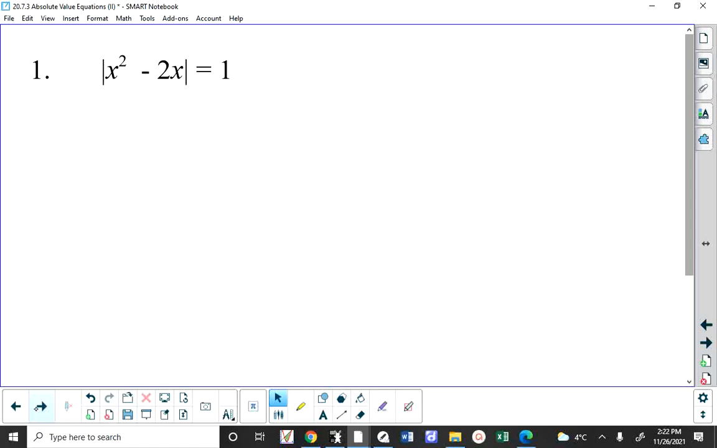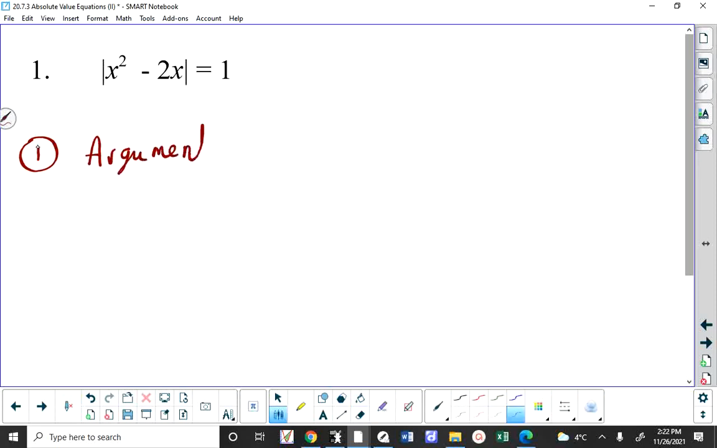So we do the same thing we did yesterday. You create two equations. I'm going to call equation 1, of course, the one where the argument is greater than or equal to 0. This is what I always do for equation 1. It will simply be x squared minus 2x equals 1. Because if the argument is greater than or equal to 0, then you didn't really need the absolute value signs, so you just get rid of them.